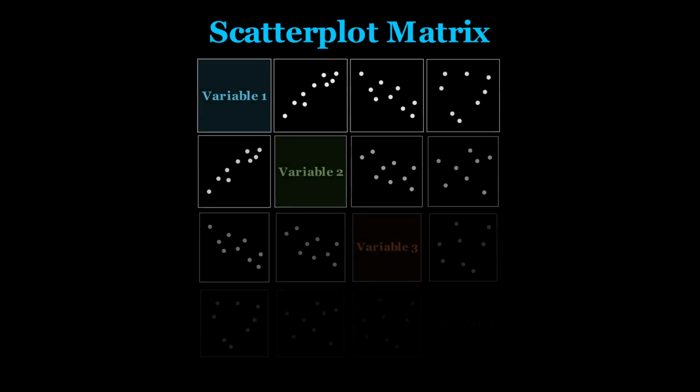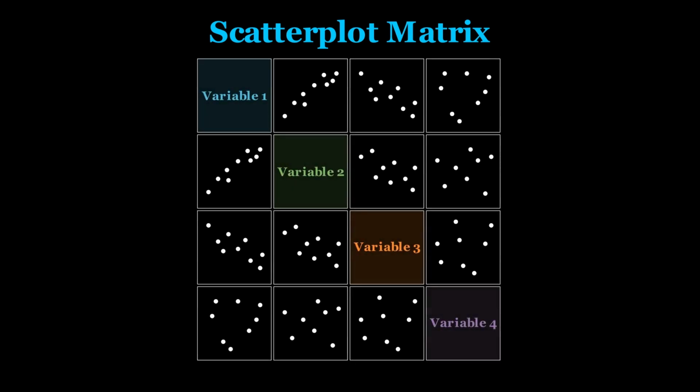When we have more than two variables, it becomes difficult to visualize all pairwise relationships at once. A scatterplot matrix solves this by showing every pair of variables in a grid. Here is a scatterplot matrix for 4 variables. The diagonal cells show the variable names. Each off-diagonal cell is a scatterplot of the two corresponding variables, the row variable on the y-axis and the column variable on the x-axis. For example, variables 1 and 2 show a strong positive linear relationship.